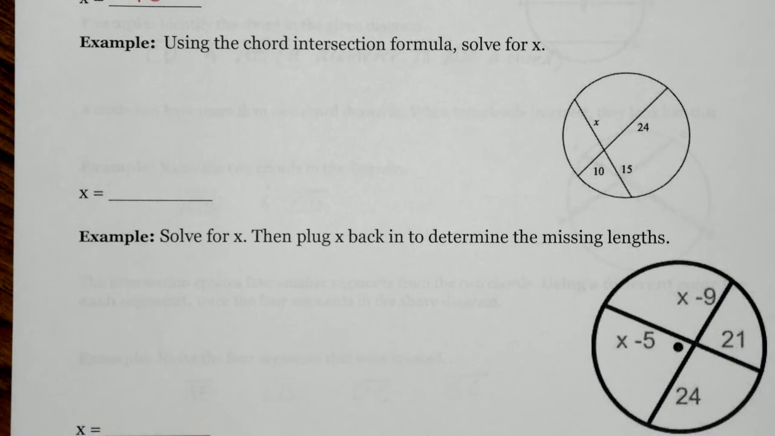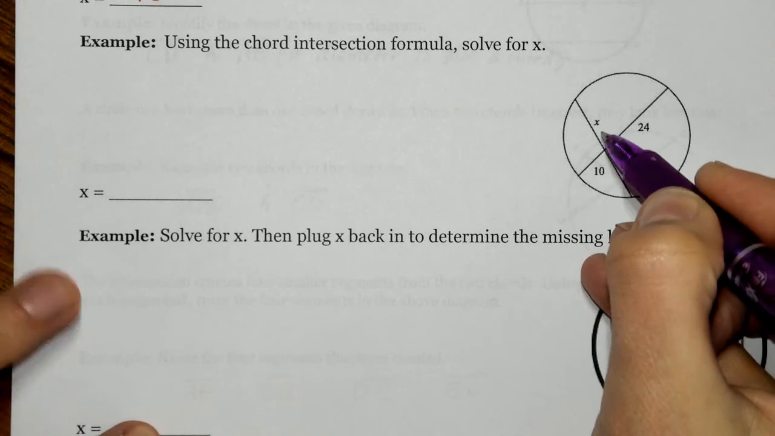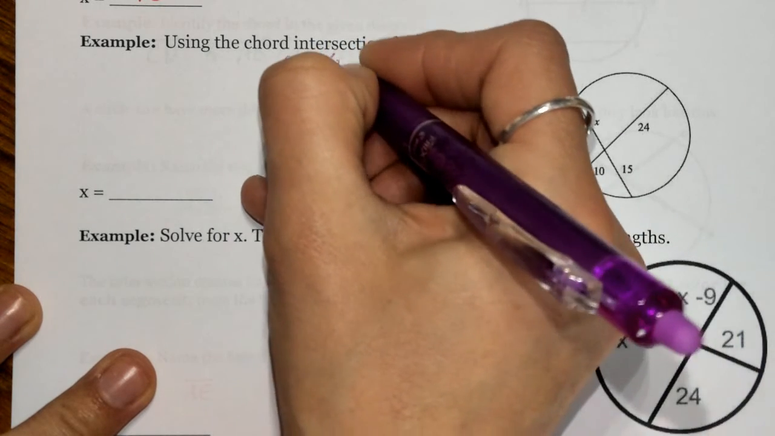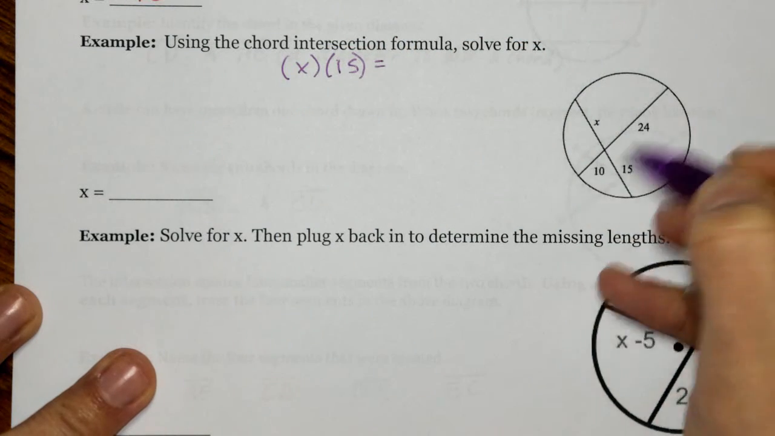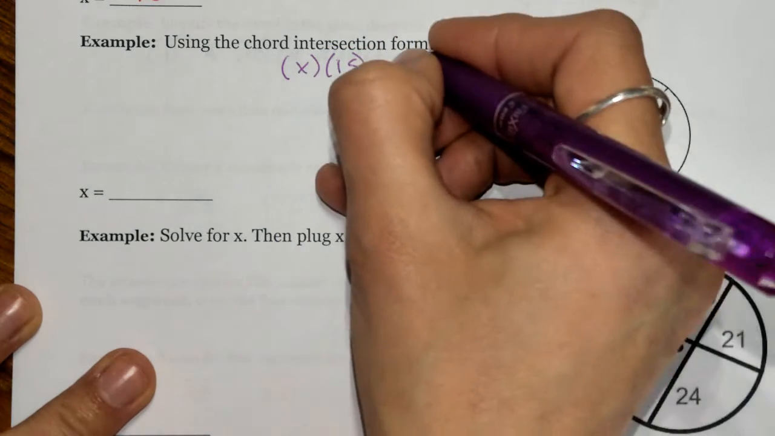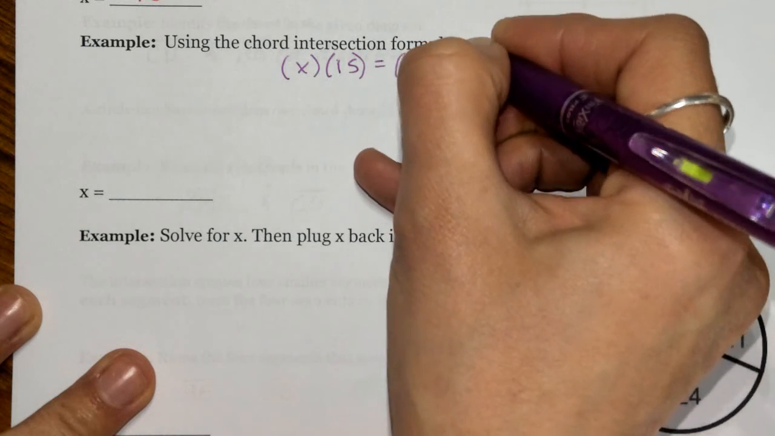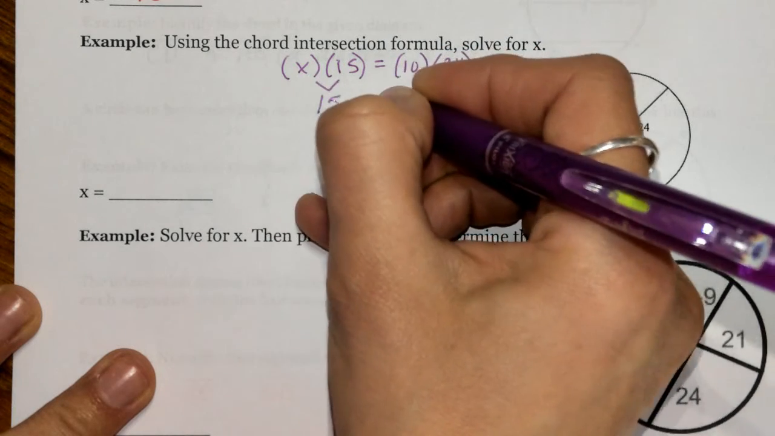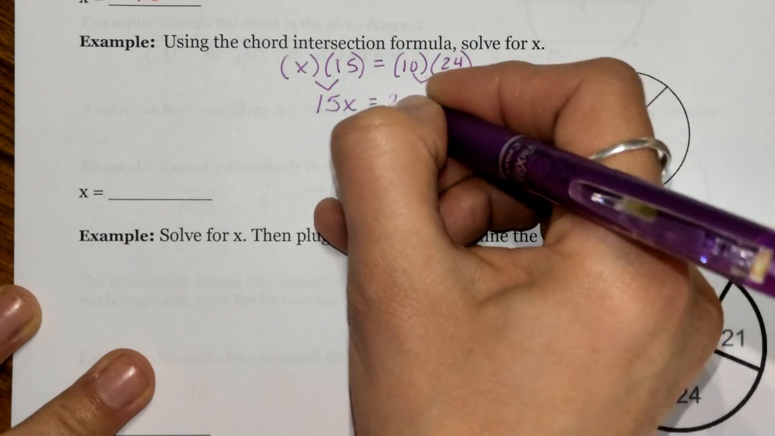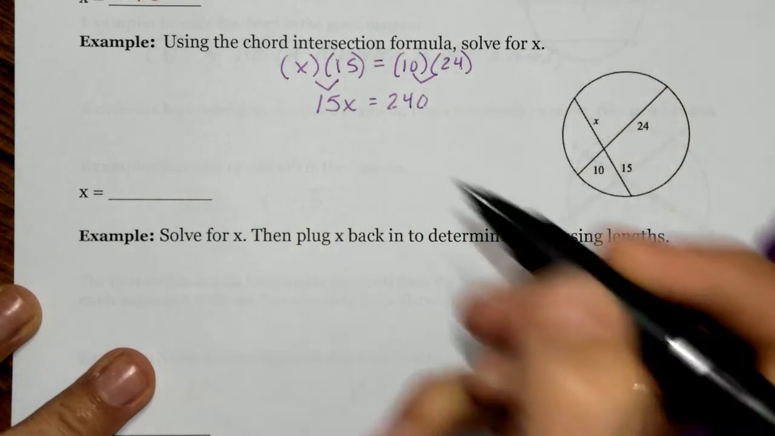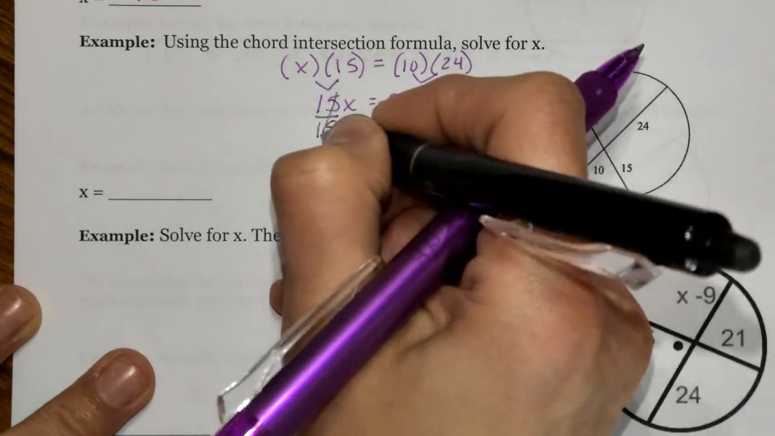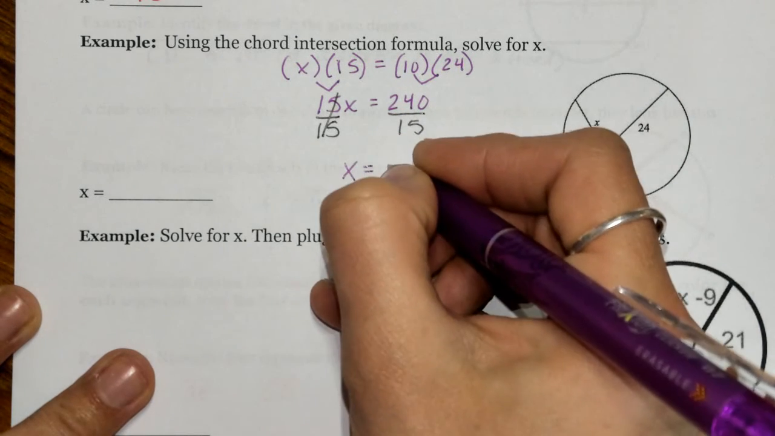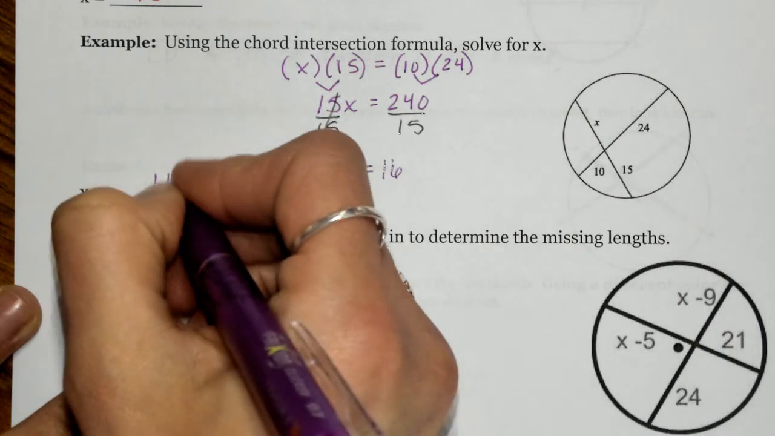Next one, the same thing, part times part. So here I've got the x and the 15 is 2 parts. So I'd have x times 15 equal to the other chord. The 2 parts are 10 and 24. So 10 times 24. We go ahead and multiply these. We get 15x, just slip them together. And then 10 times 24 is 240. Again, a real simple. Divide both sides by that 15. And 240 divided by 15, going to wind up with 16.